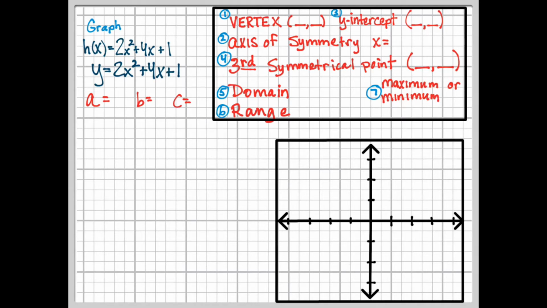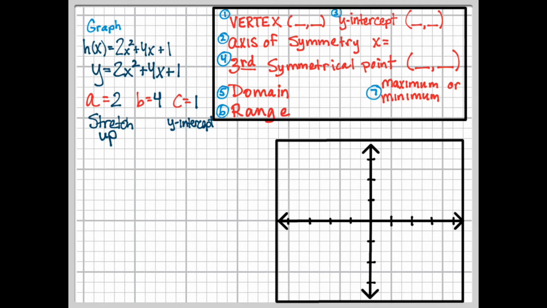So our a value in this problem is positive 2. That tells us that we are going to have a vertical stretch and that our parabola is going to open up. So it will look like a U and not like a rainbow. Our c value on this problem is 1. That tells us that our y-intercept is equal to 1.